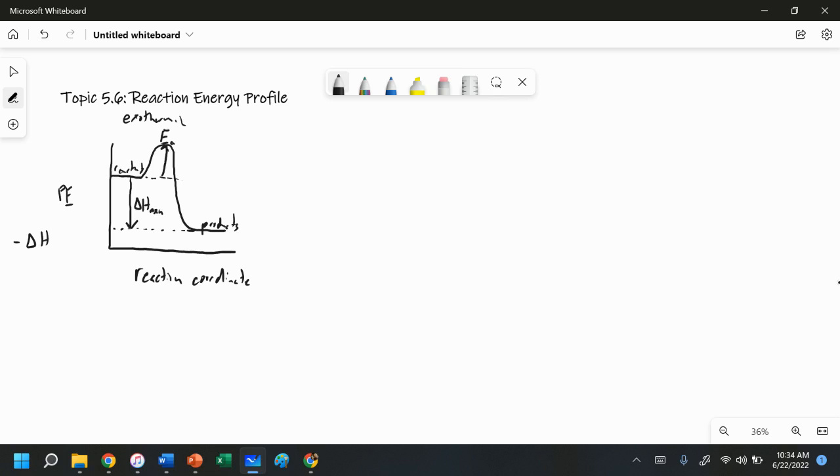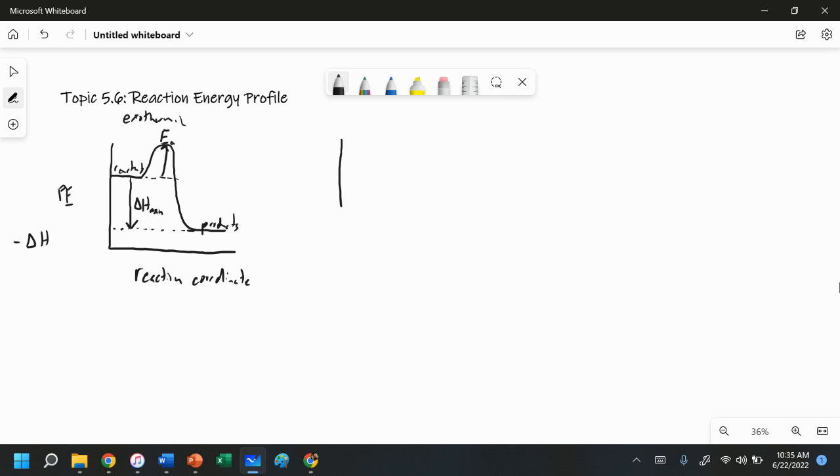Now, this is for an elementary reaction. Notice there is only one hump here. And so an elementary reaction only has one activation energy, one transition state, and no intermediates. And so we do not have multiple activation energies because this is an elementary reaction, meaning that there's only one activation energy. And this is for an exothermic reaction.